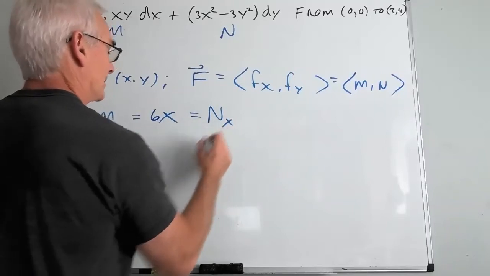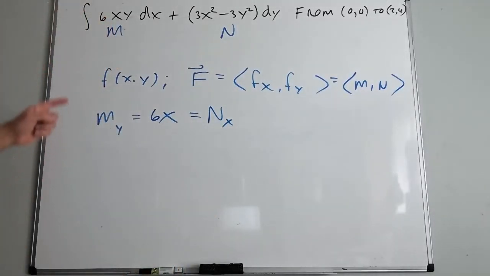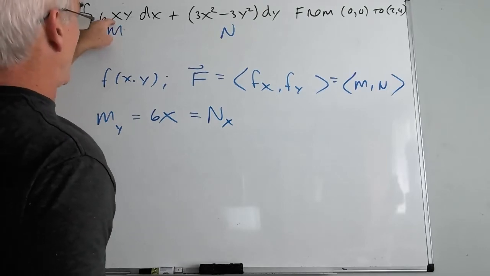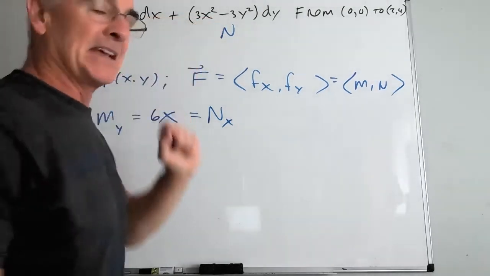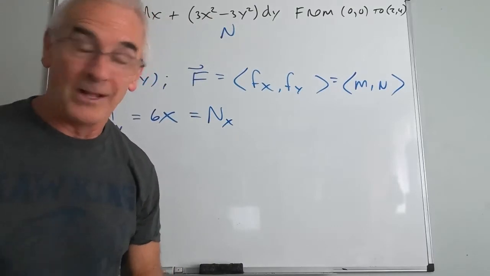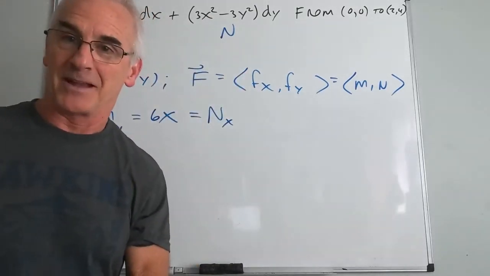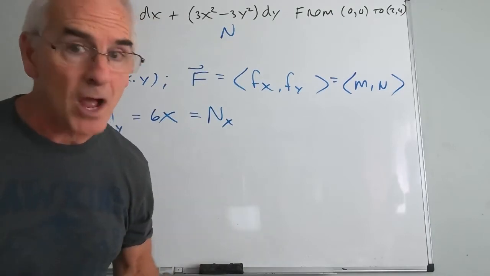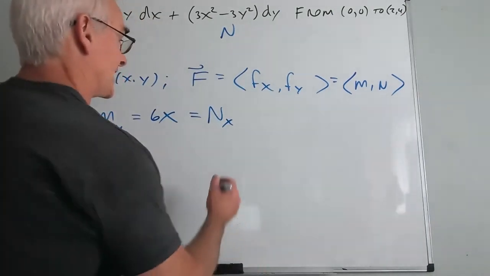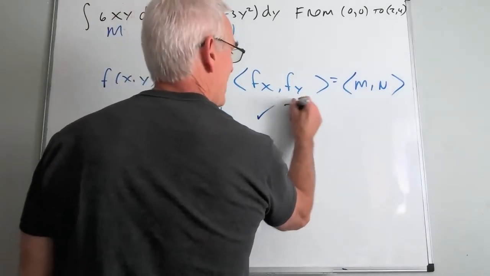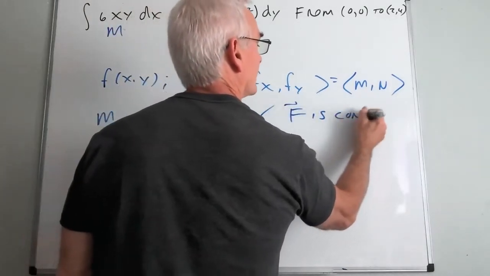So my test was to test this guy with respect to y and this guy with respect to x. If they are equal, that means it came from a potential function. By the vast majority of time, they're not going to be equal. But in this case, they're equal, so I'm going to put a little check. So we'd say that f is conservative.